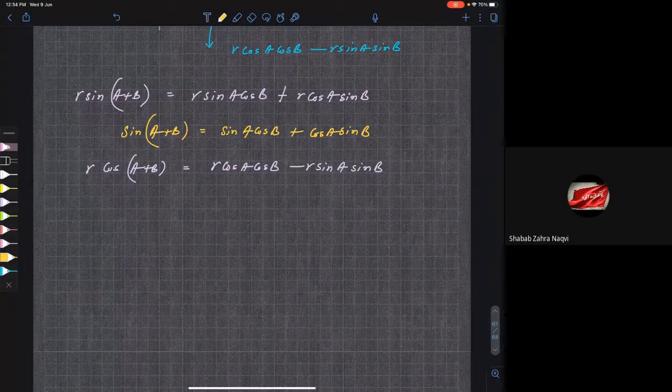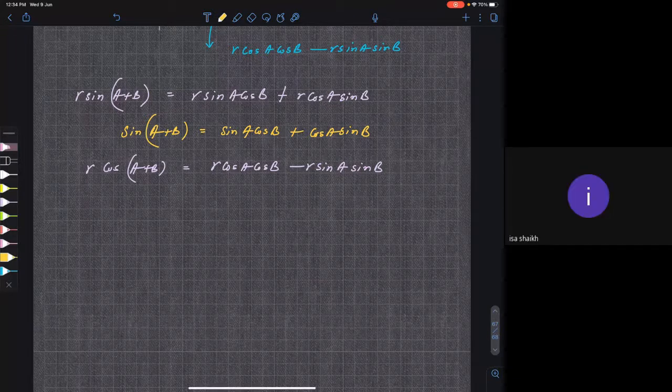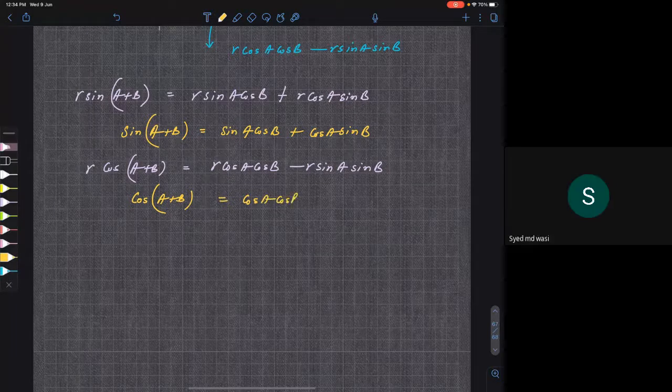What did we do is we just cancelled r and we got this first formula, sin(A plus B). Now here also r gets common and it gets cancelled, and what will you get? Cos(A plus B) equals cos A cos B minus sin A sin B. So you got this.